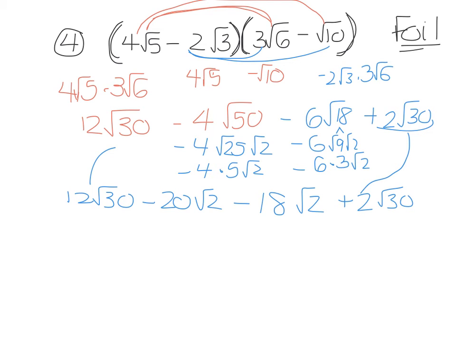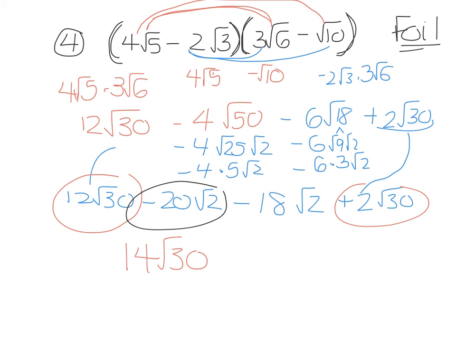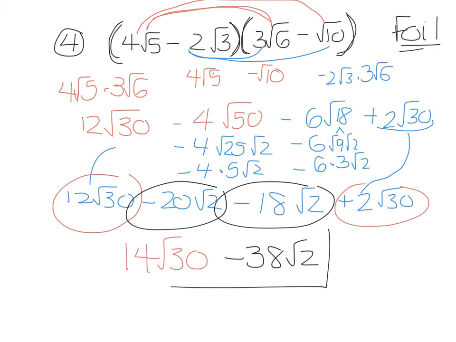Now I'm going to combine the like terms. 12 rad 30 plus 2 rad 30, did I do this right? Yep, is 14 rad 30. And then negative 20 rad 2 minus 18 rad 2 is negative 38 rad 2. And that's my final answer.